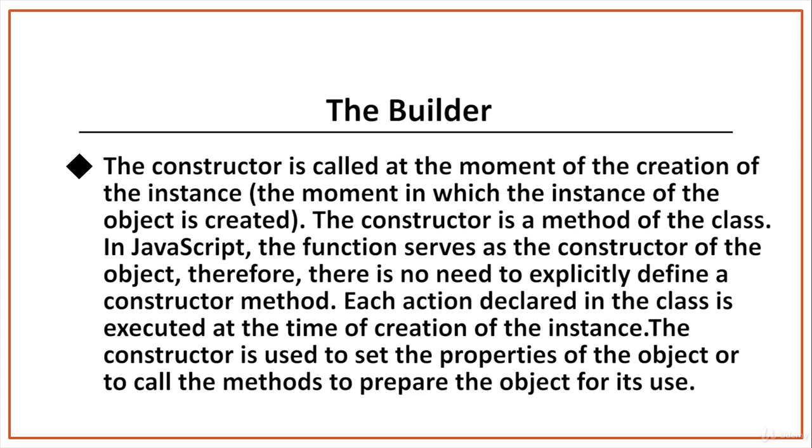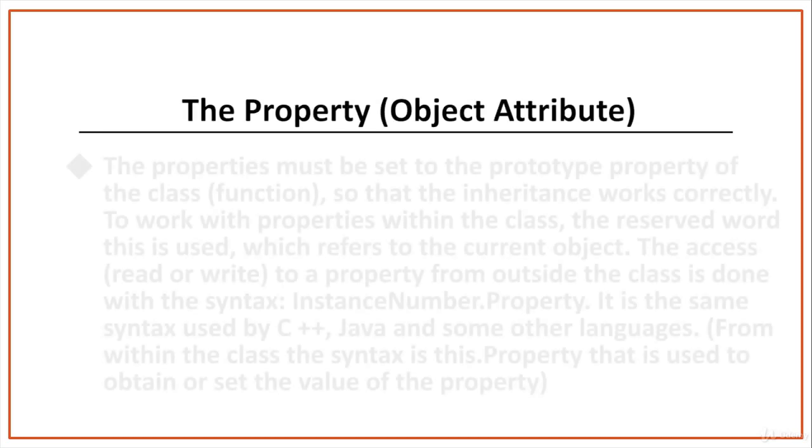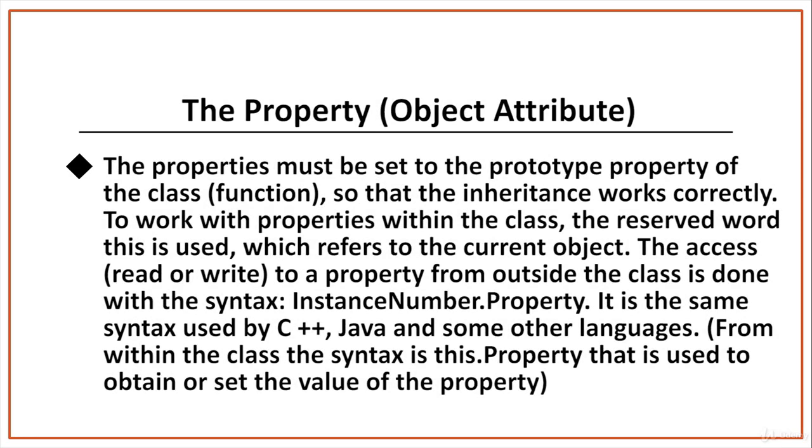The constructor is used to set the properties of the object or to call the methods to prepare the object for its use. So the properties, or the object attributes, are variables contained in the class, and each instance of the object has those properties. The properties must be set to the prototype property of the class, which is the function, so that the inheritance works correctly. And to work with properties within the class, the reserved word this is used, which refers to the current object.